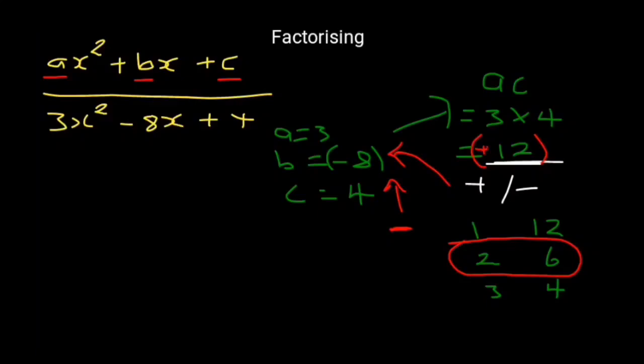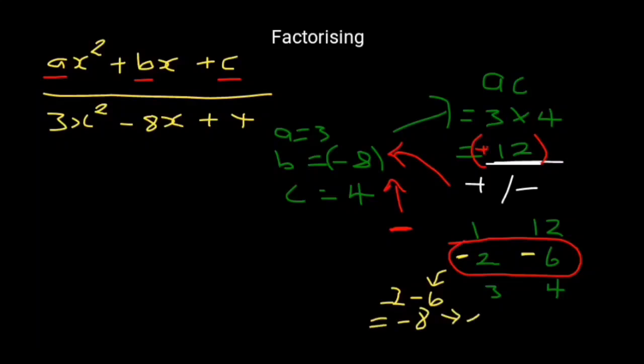But we need to now know how we are going to play with our signs. Is it going to be two positives or two negatives? Because a positive 6 plus a positive 2 would give us 8, but we need a negative 8. So we can put negative and negative, because we know negative 2 minus negative 6 gives us our negative 8 value. So let's write that down. We have negative 2 minus negative 6, and that gives us our negative 8.